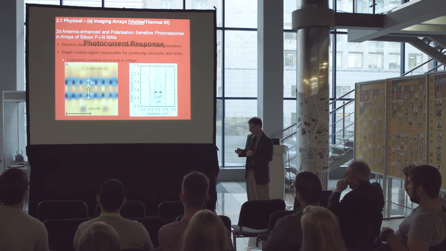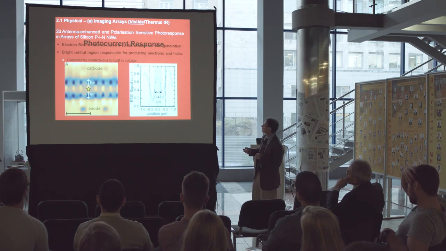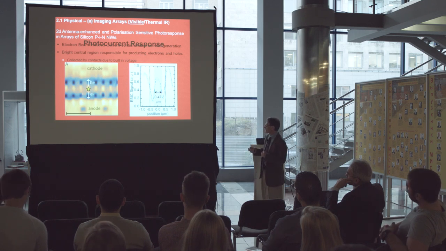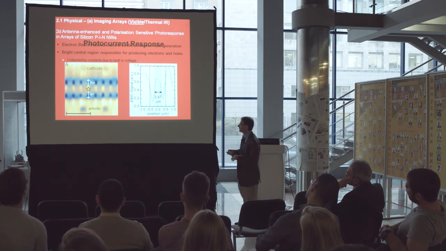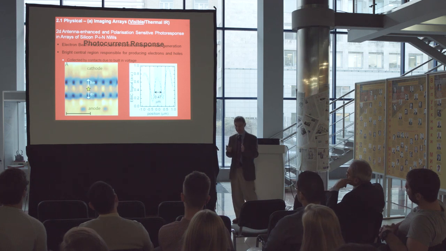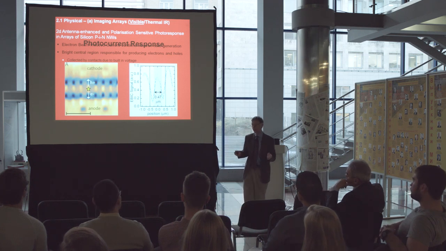Just to prove that these structures actually work, before I give you some results, here we're looking at an SEM image of these things. Actually, excuse me, here we're looking at an electron beam induced current image. There are two ways of exciting: we can excite with light, or we can excite with an electron beam. Both will produce electron-hole pairs.